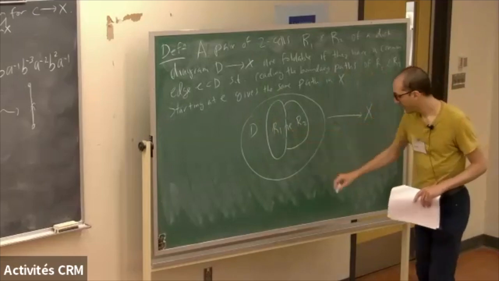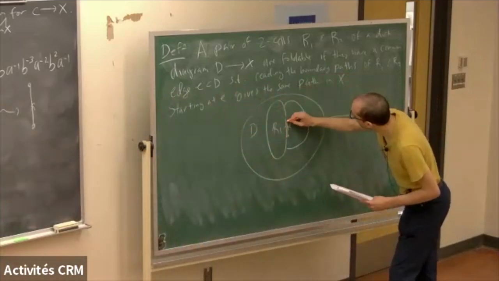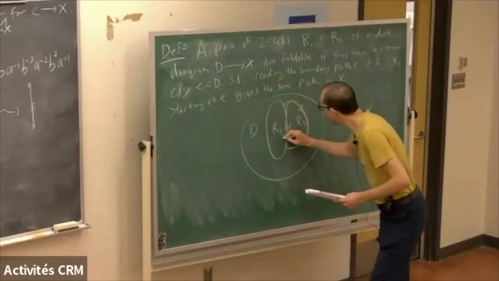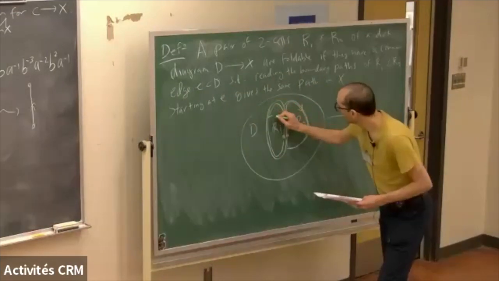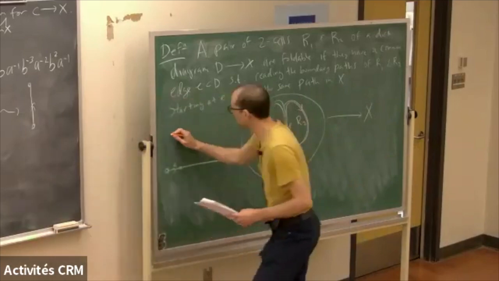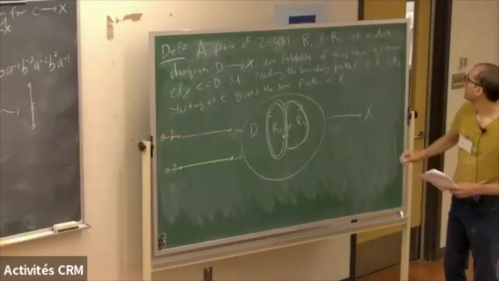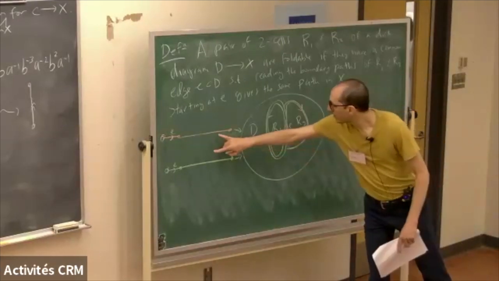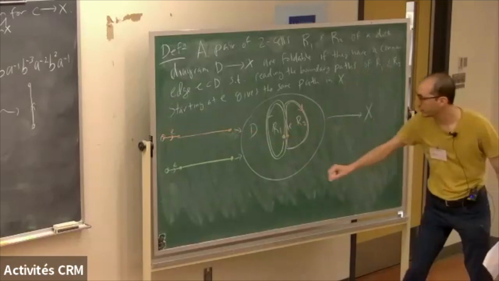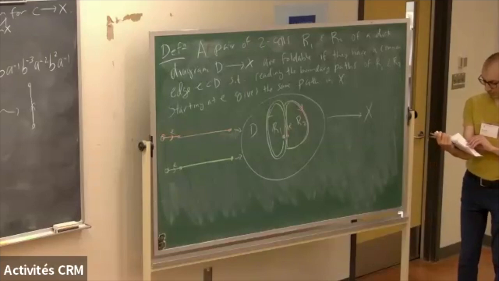They have a common edge E, and if we were to read off the boundary paths starting from E in R2 and in R1, which we can consider as maps into the disk diagram, this is a foldable pair if these two coincide in X. So if we compose this path with the map to X, we get the same path as if we compose this path in here with the map to X. Okay, so that's a foldable pair.